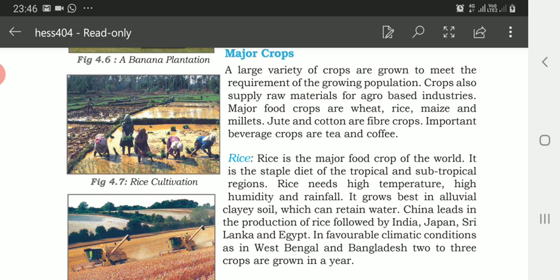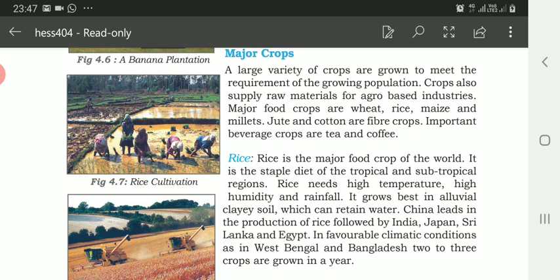Therefore we can say rice is the major crop. Rice needs a particular type of geographical condition. Now what does it require for the proper growth of rice? It requires high temperature, high humidity, and a good amount of rainfall. That means if we want to grow the crop of rice, we require high temperature, high humidity, and heavy rainfall. Now the very important thing is what kind of soil it requires. So it requires alluvial clay soil.